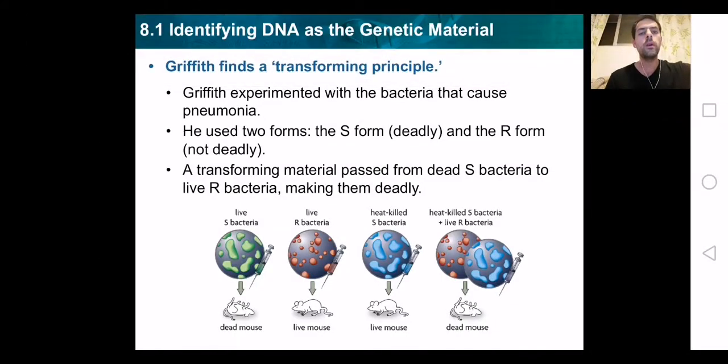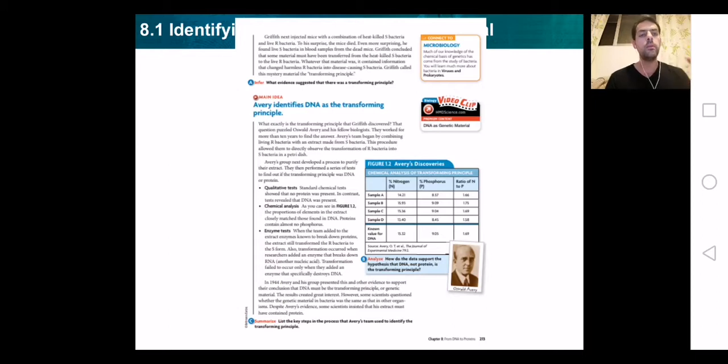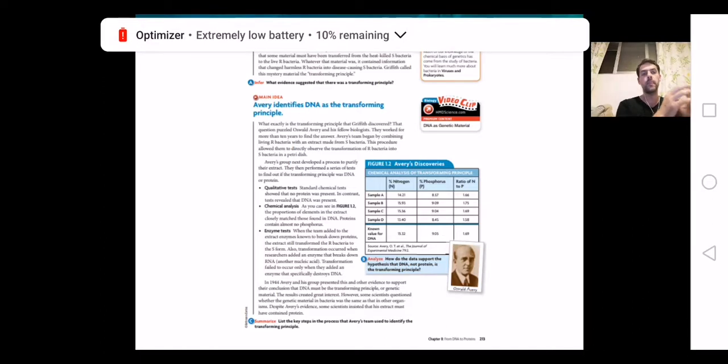Now, the team spent 10 years trying to figure out what this transforming principle was. What is that thing that moved from the heat-killed S bacteria to the R bacteria and changed the R bacteria to become stronger and to have a shell? In other words, this R bacteria became S bacteria by taking something from the heat-killed S bacteria.